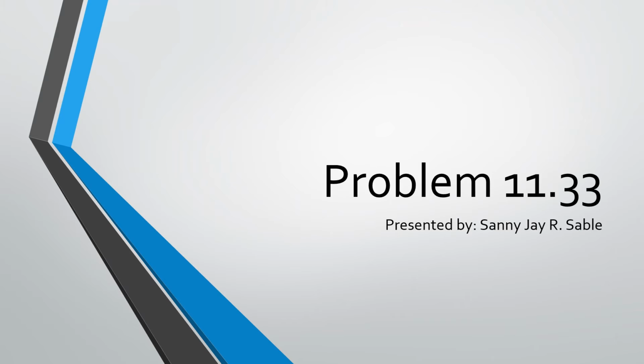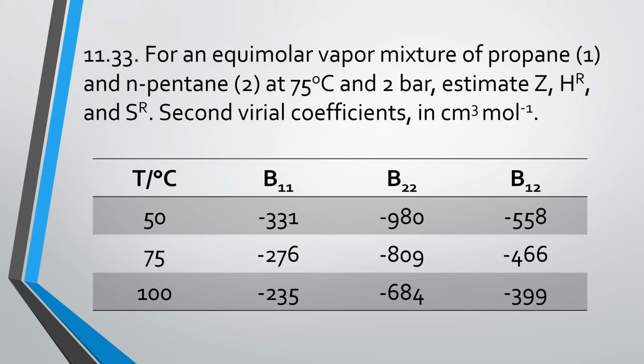Hey guys, I am going to discuss the solution to problem 11.33. For an equimolar vapor mixture of propane and n-pentane at 75 degrees Celsius and 2 bar, estimate Z, H^R, and S^R. Second virial coefficients in cm³/mol are given below.